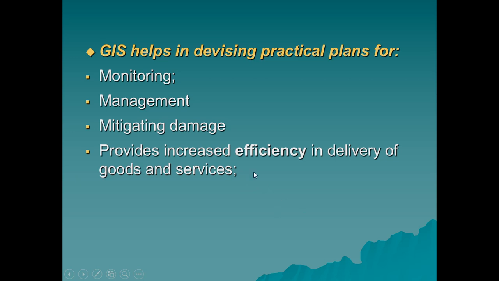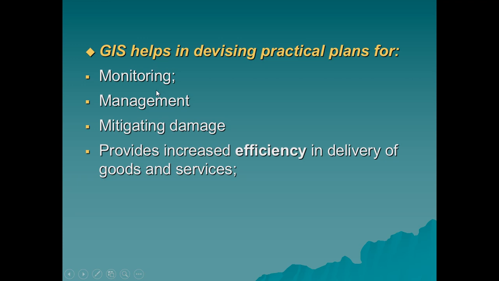So once we have that information, what do we do with it? GIS helps in devising practical plans, right? So the GIS can help us with the planning now that we have the information and we have some understanding of what our situation is. GIS can help us monitor the situation. Remember, we map information about geographic features at a particular time and location, right? So GIS can help us monitor that information. GIS can help us manage it.